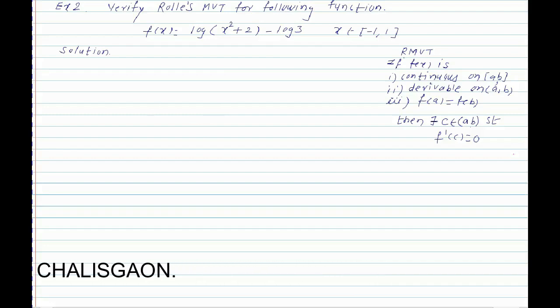And what is Rolle's mean value theorem? If f of x is continuous on closed interval a to b, derivable on open interval a to b, and third condition is values of f of x at end points are equal, then there exists at least one point c in open interval a to b such that derivative of f of x at x equal to c is 0.